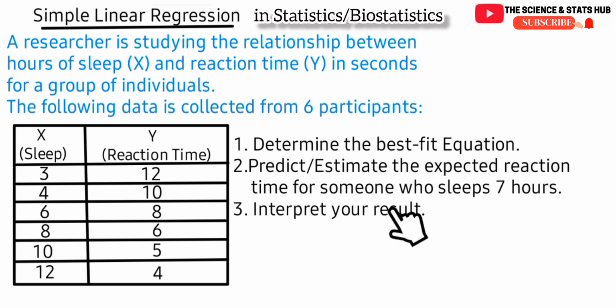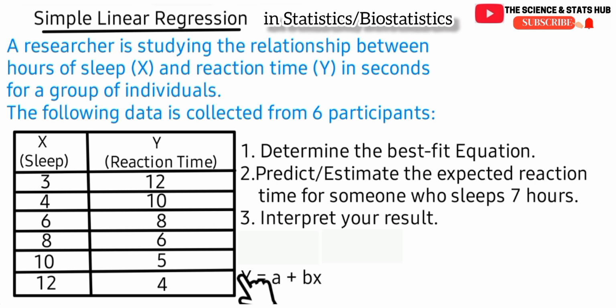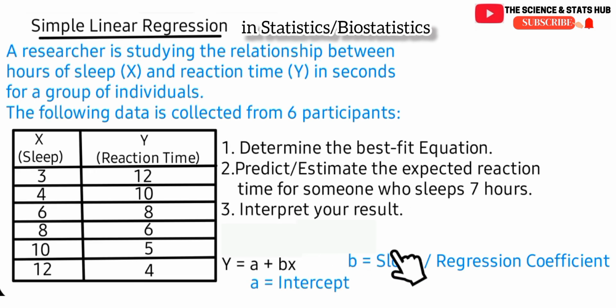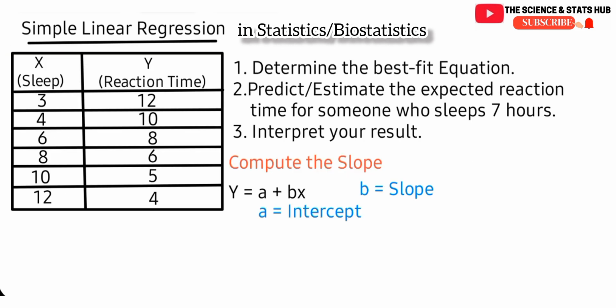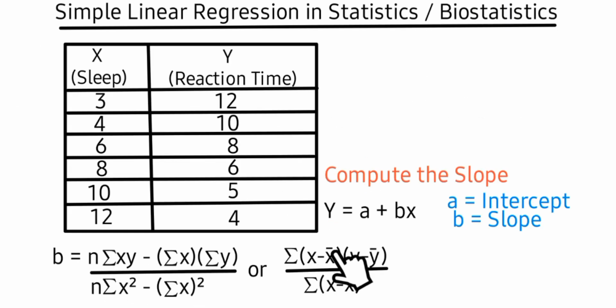Interpret your result. This is the linear regression equation y equals a plus bx, where a is the intercept, while b is the slope of the best fit regression, also called the regression coefficient. x is the independent variable, in this context the sleep. To determine the best fit equation, firstly we'll compute the slope, b. We can use either of these two formulas in calculating the slope, b.